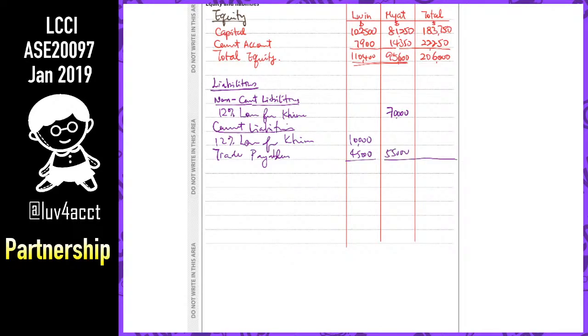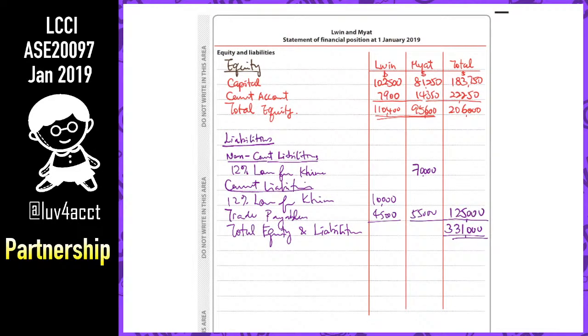$55,000, 70,000, 55,000, 125,000. 206. Okay, so it is 331,000. Okay, total equity and liabilities. Okay, so question 3 done.